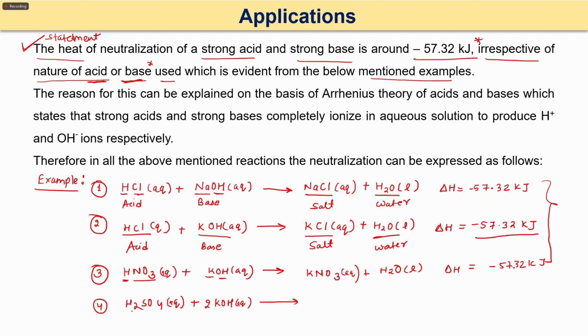Here 2H positive is there. Then 2H positive will need 2 moles of hydroxide ion. So what will they produce? 2 moles of water. And here your K plus and SO4 will form K2SO4, because your SO4 is 2 minus and here you have 2K plus. So in combination, we have 2K plus and SO4 2 minus. So what will they form? K2SO4, aqueous.